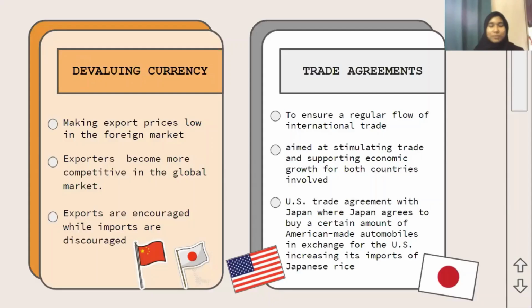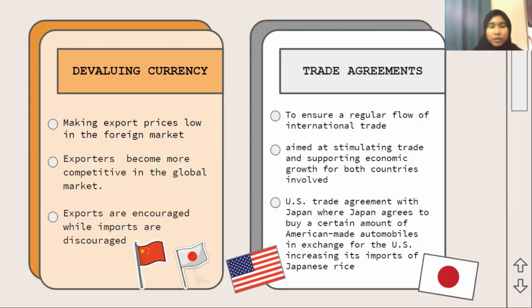Next. Besides the components of trade barriers and subsidies that we have studied in class, there are also measures taken by some countries to increase their net exports and have a balanced trade. So one of them is devaluing currency, and another is trade agreements.